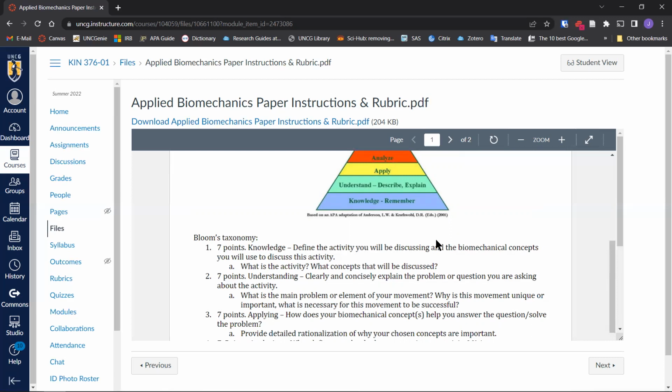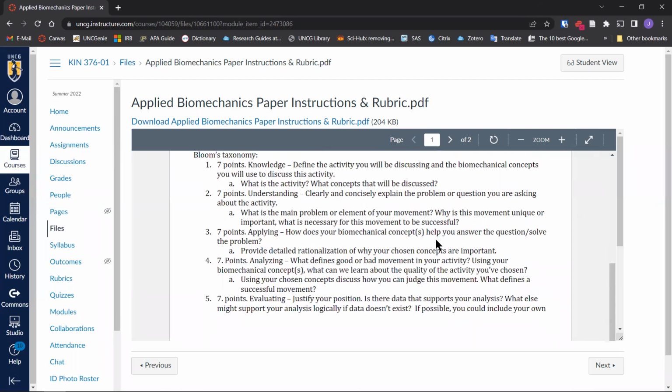Why is this movement unique or important? What is necessary for this movement to be successful? And finally, how do the biomechanical concepts that you've chosen help you answer the question or solve the problem? Provide a detailed rationalization of why your chosen concepts are important.